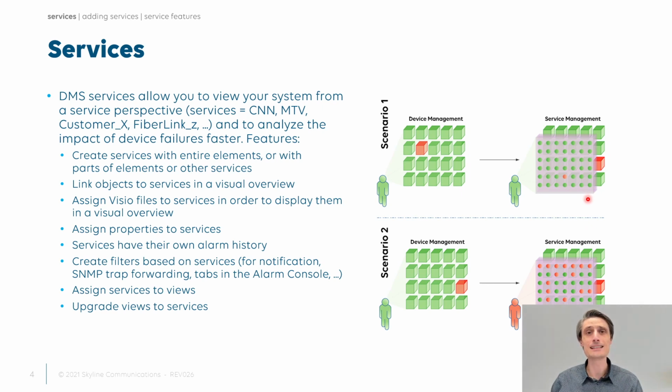So services add that additional perspective, so that I can see what the actual status is of the services that I'm delivering to my customers. We can also attach graphical presentations to that. The services can also have properties like a gold, silver, bronze service. They also have their own alarm history, so that I can easily go back and say, show me the alarms of yesterday, and it will nicely indicate which alarms were happening on the elements that were in use or were doing the job at that point in time.